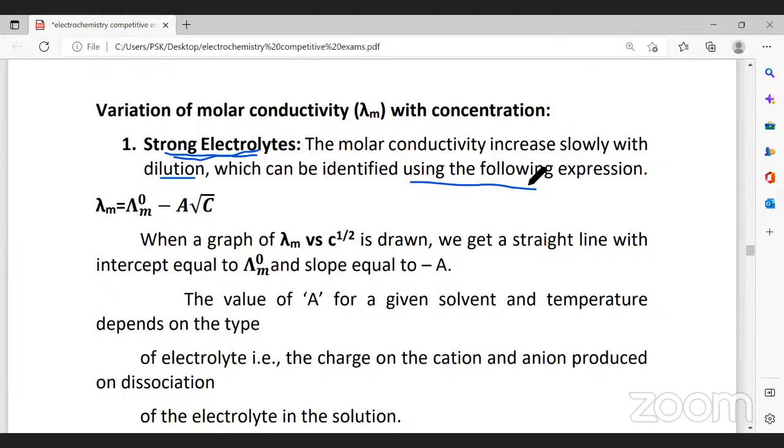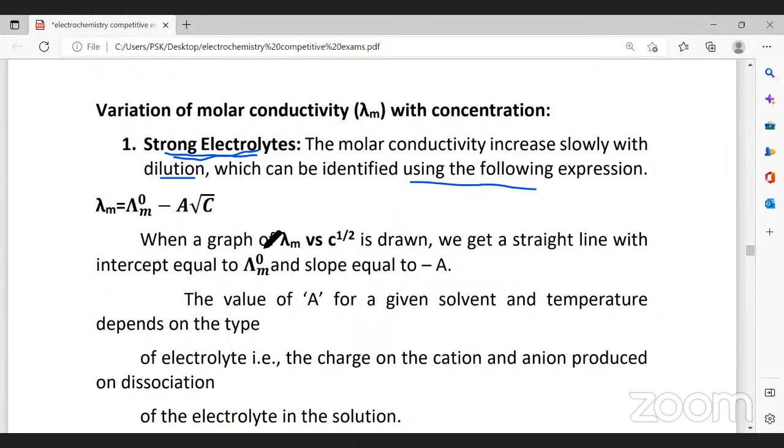Lambda m is equal to lambda naught m minus A into root c. Lambda m is the molar conductivity at a particular concentration. Lambda naught m is molar conductivity at infinite dilution. A is a constant, square root of c, c to the power 1 by 2 otherwise.